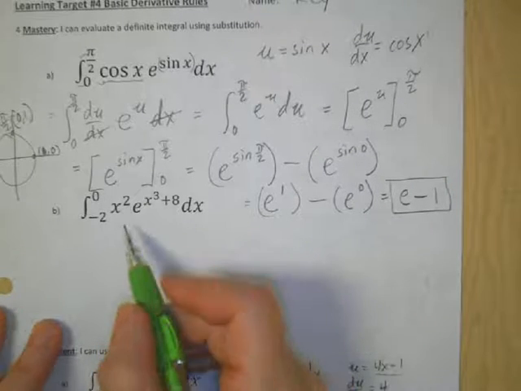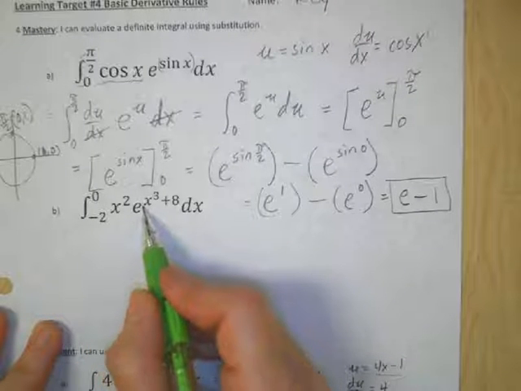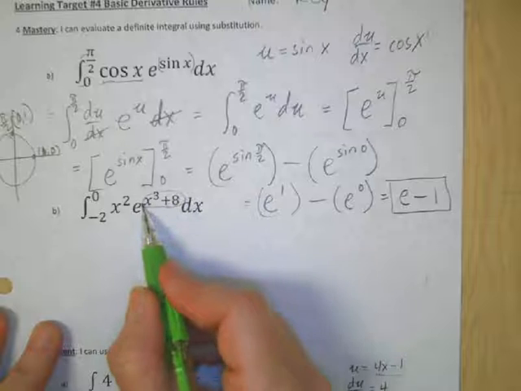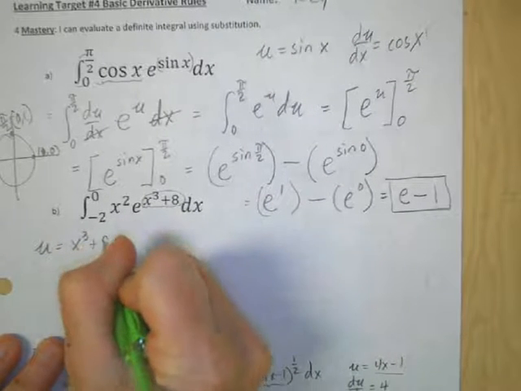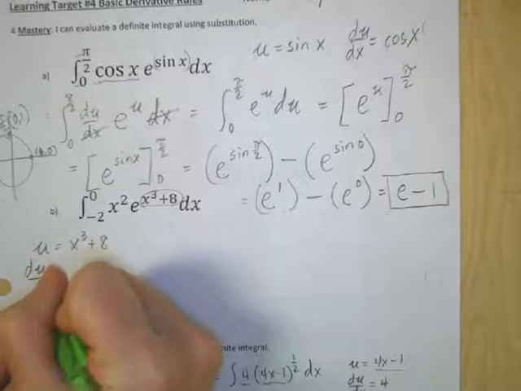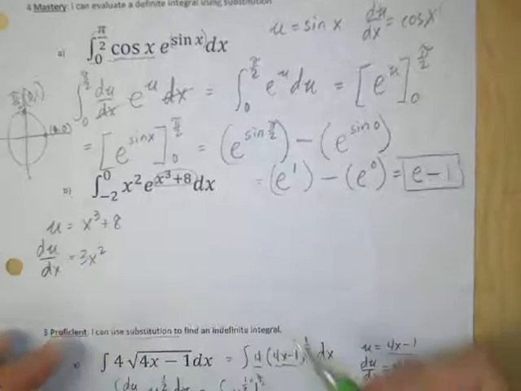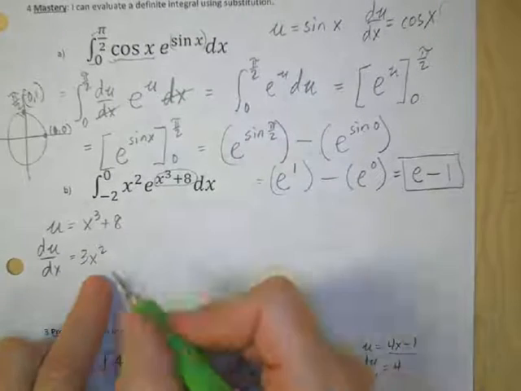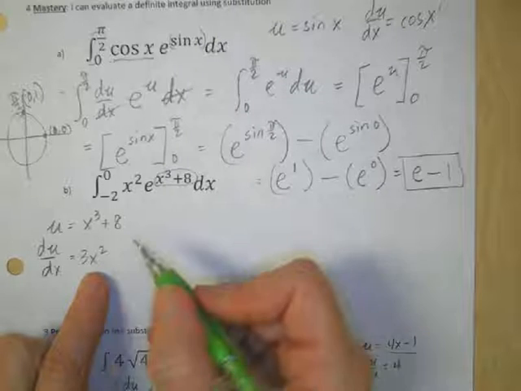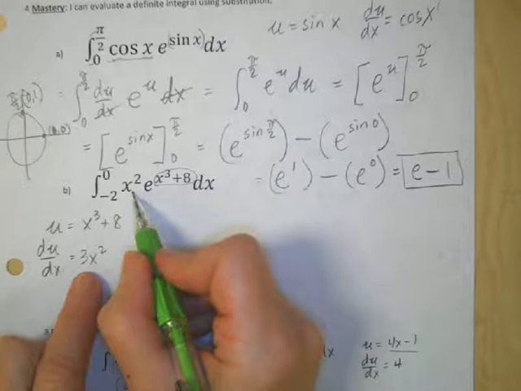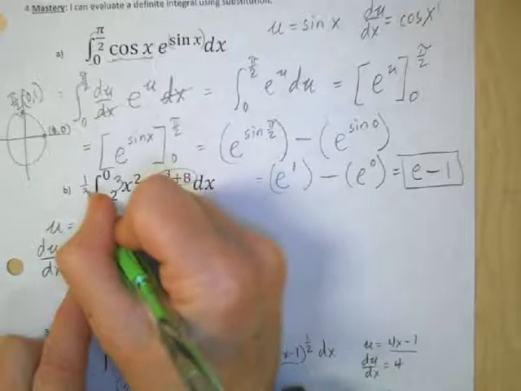The next problem here, we want to evaluate from -2 to 0. Okay, so again, I've got an exponential, so this is going to be my u. So my u is equal to x cubed plus 8. So my du dx is going to be equal to 3x squared. So I don't quite have the du dx. I'm missing a 3, so I'm going to have to put in a 3. If I put in a 3 there, I have to put in a 1/3 out here.